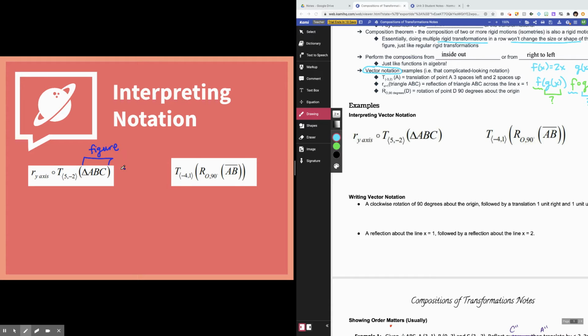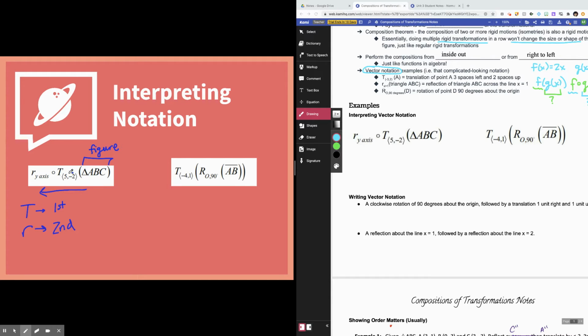Okay, so that's the shape, the figure, the line segment, the point, whatever it is that you're moving. And remember, we always read from right to left. So what that means is that the T is going to be your first transformation, and then the lowercase r will be your second transformation, like in order.